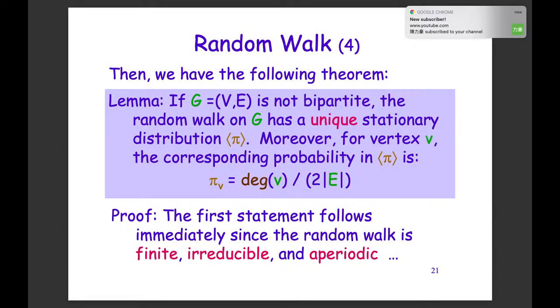Now, if this is the case, then we assume that the original graph is not bipartite, to make sure that the corresponding random walk is aperiodic. And because the graph is connected, we have irreducibility. So it implies that the random walk on G will have a unique stationary distribution. Moreover, this unique stationary distribution, the pi v, can be computed super easily. This pi v is actually proportional to the degree of the vertex in the original graph.